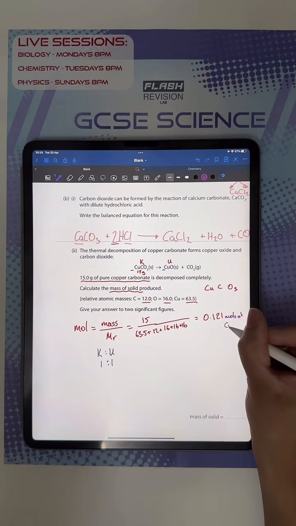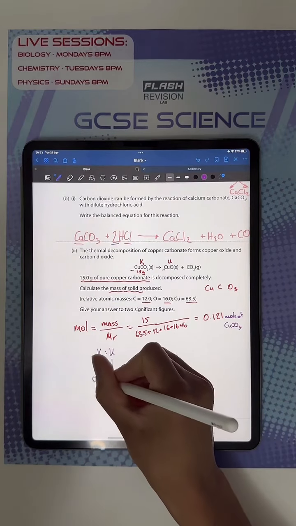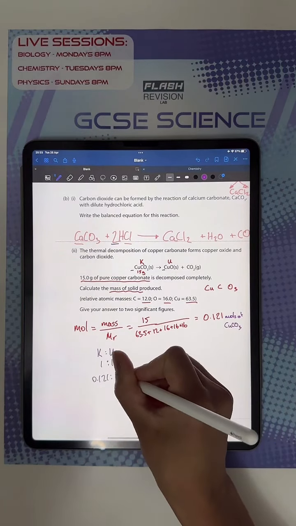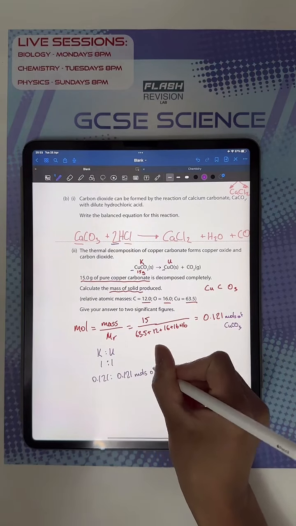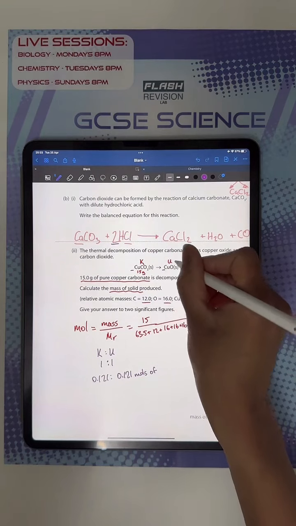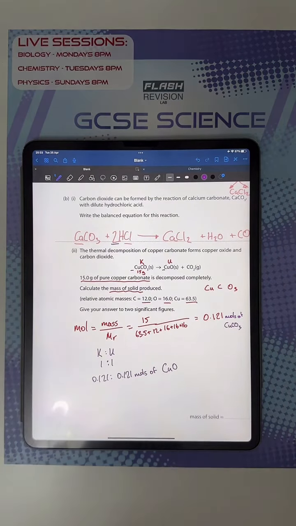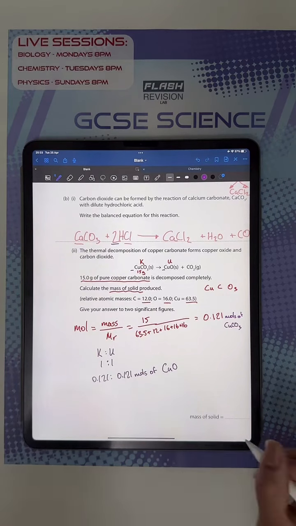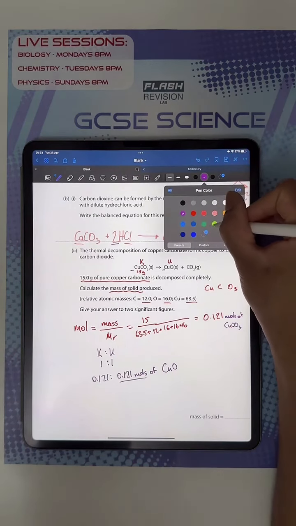So that means if we have 0.121 moles of copper carbonate, that means you're going to have 0.121 moles of the unknown, which is CuO. So that is our third step done. On to the final step.